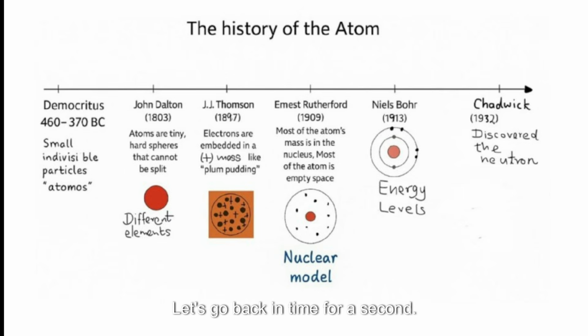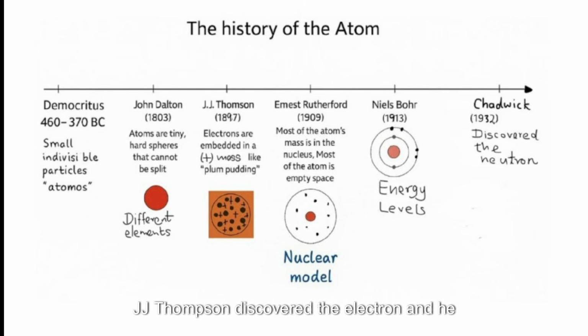Let's go back in time for a second. Scientists did not always know what an atom looked like. Here is a quick story. The oldest record we have is about a philosopher called Democritus, who lived from 460 to 370 BC. His idea was that atoms are small, indestructible, indivisible particles. Next, it's John Dalton. We kind of fast forward to the 1800s. Atoms are tiny, hard spheres. They cannot be split. And he also mentioned that there are different elements.